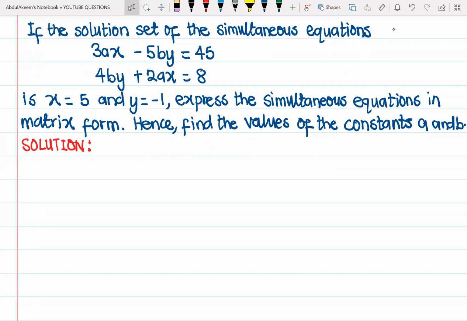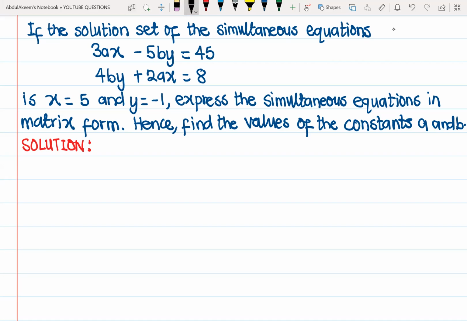So let's look at this question. If the solution set of the simultaneous equations 3ax minus 5by equals 45, 4by plus 2ax equals 8, is x equals 5 and y equals minus 1, express the simultaneous equations in matrix form. Hence, find the values of the constants a and b.